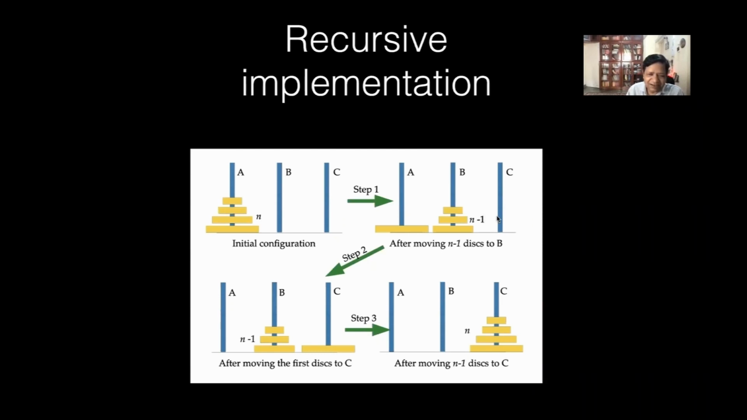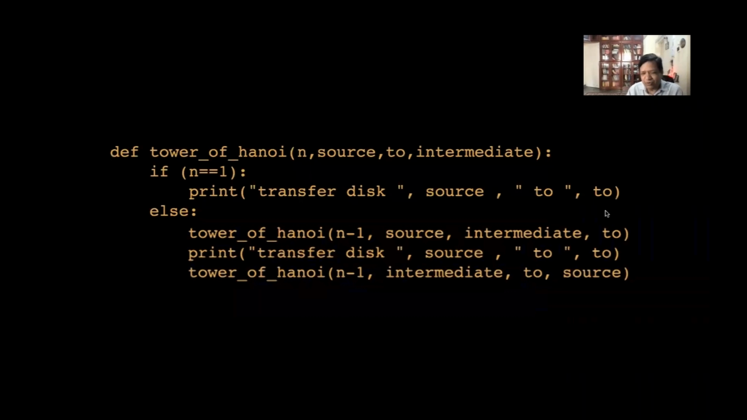Intermediate will be C. So first transfer 2 disks to C, then 1 disk to B, then 2 disks from C to B. Okay, that's how we transfer these 3 disks. Now, how will you transfer 2 disks? You use the same steps again. So it is done in that way, and the computer will do all that work.